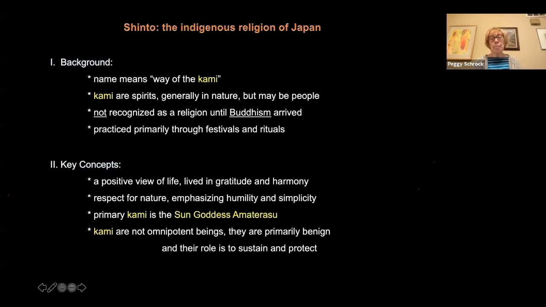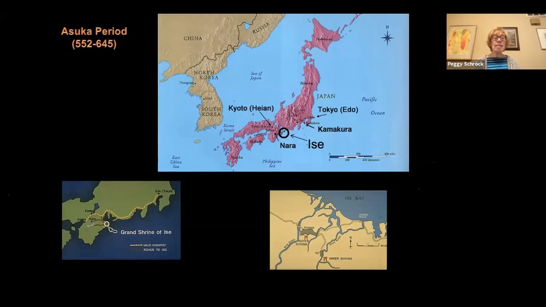Kami are not omnipotent beings. Their role is to sustain and protect. Now, when Buddhism arrived, things began changing. Before Buddhism, there were no temples, there were no shrines, nothing physical. What they might do is certain spaces or places, generally out in the woods, would be identified or recognized as having a strong presence of the kami or spirits.